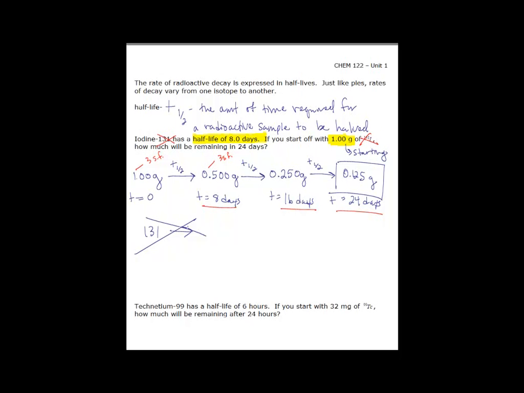Also, mistakes that students have made in the past: instead of starting off at t equals 0, they'll think the starting time is 8 days, so they'll end up with 0.25 grams as the answer, and that's not correct either. So make sure that you set these up in a similar format. If you have a different way that you like to work them, that's fine. Just make sure it's consistent, and make sure that you start at time equals 0.